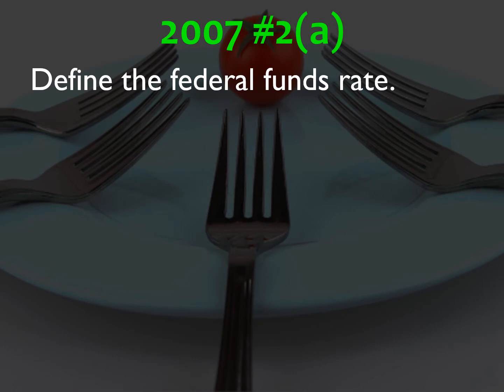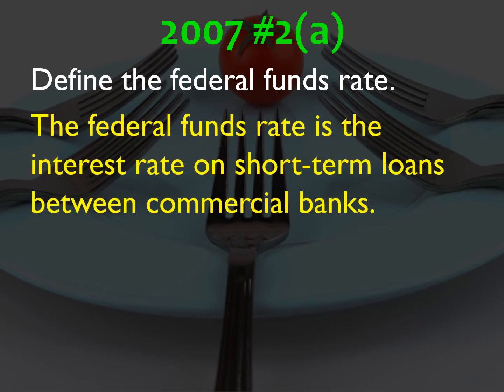Part A, define the federal funds rate. The Fed funds rate is the interest rate on short-term loans between commercial banks. So remember, the discount rate is the rate that the Fed offers its commercial banks. The federal funds rate is the rate banks offer each other.